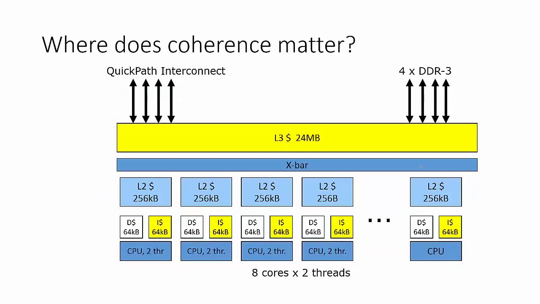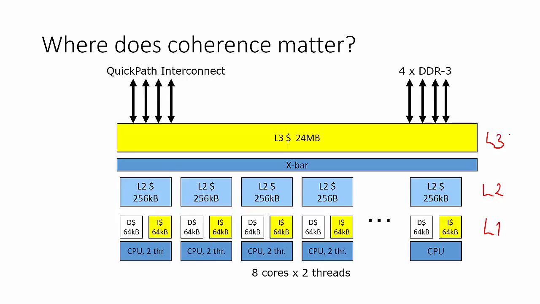So in modern day processors, where does coherence matter? Well, this is a picture of an 8-core machine where I have 2 hardware threads per core. It's a standard Intel Core i7 architecture or something like that. We have 3 levels of cache memory. We have the level 1 caches here, we have the level 2 caches here, and we have the level 3 or last level cache here.